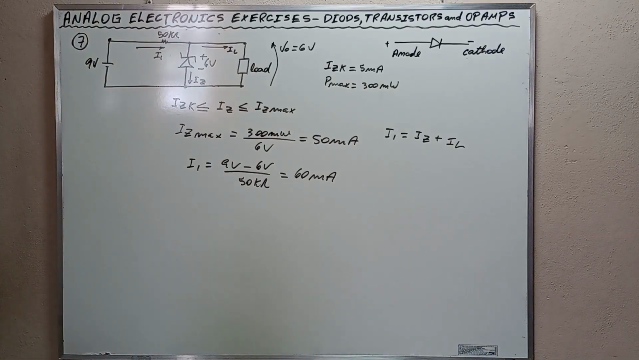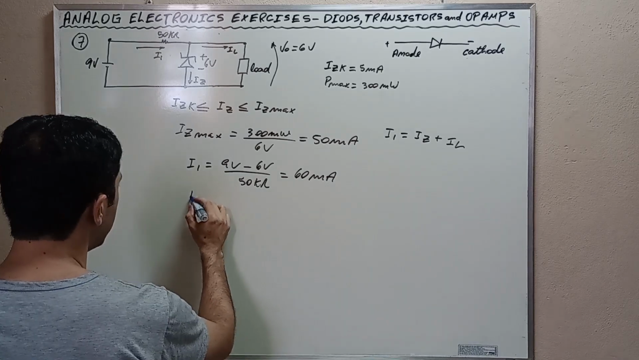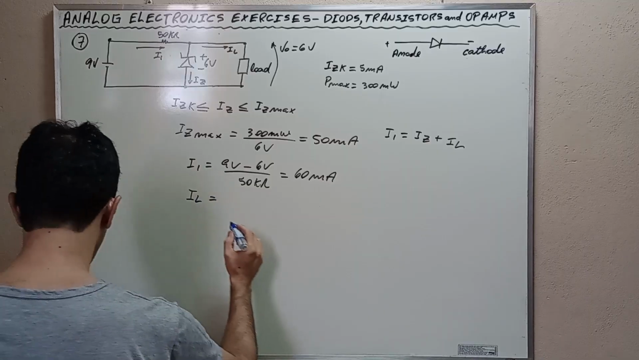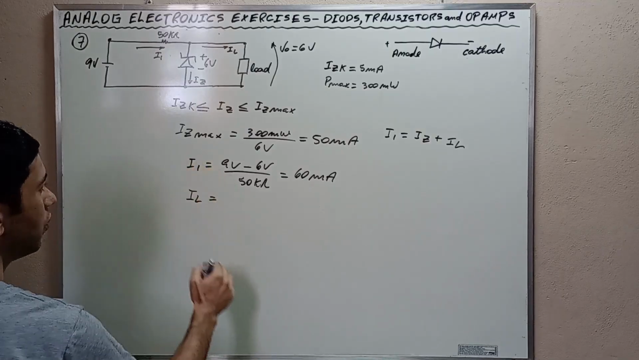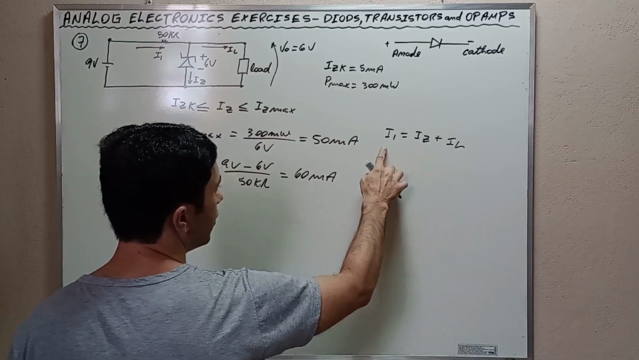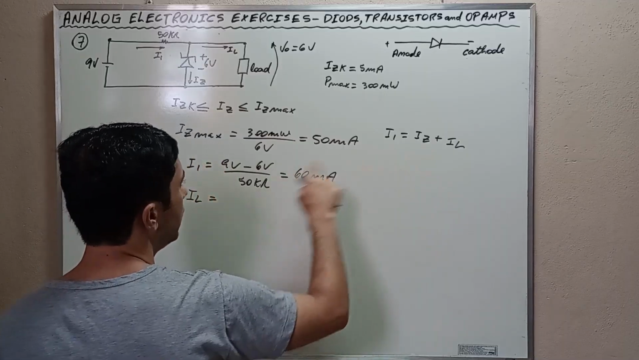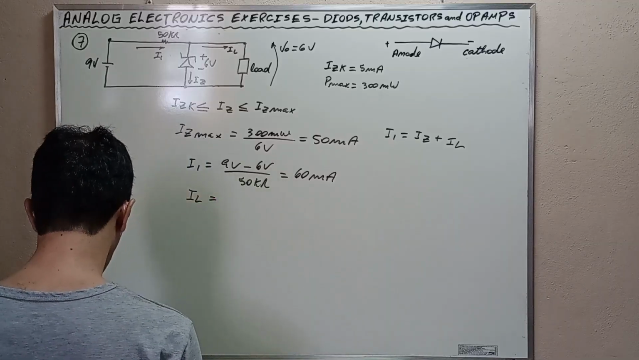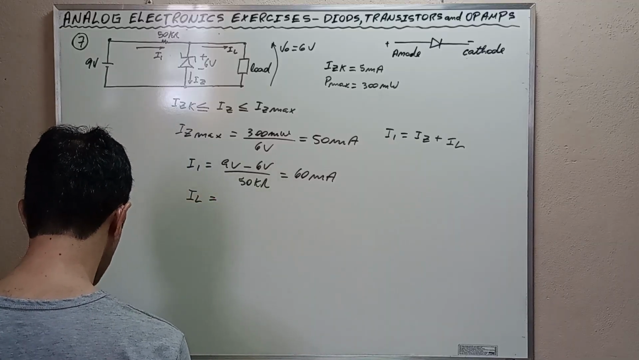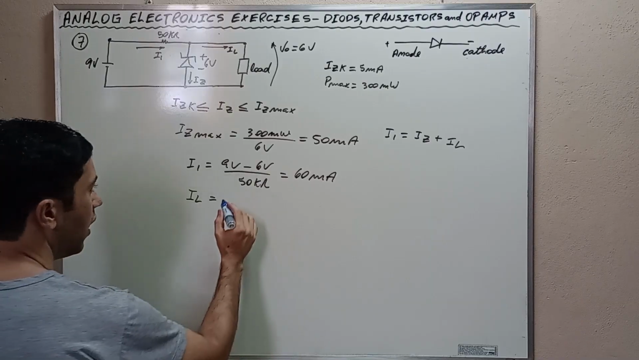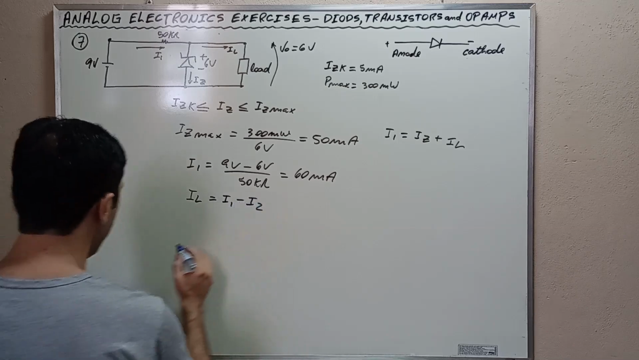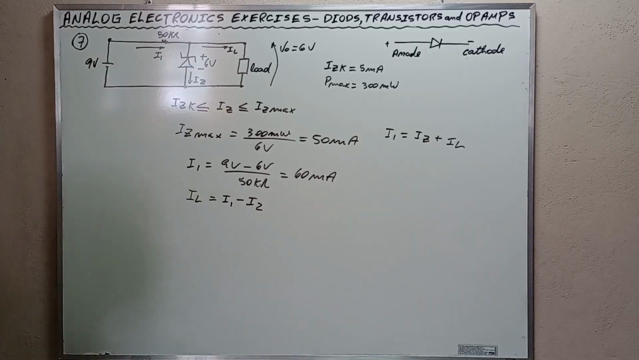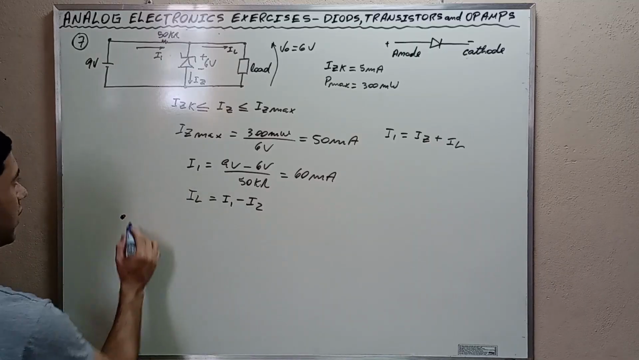We want now to calculate the value of the load current, IL. The load current IL is equal to I1 minus IZ. I pass this to the other side, and it becomes that IL is I1 minus IZ. Let's calculate the minimum value of IL, the minimum value of the current that goes to the load.